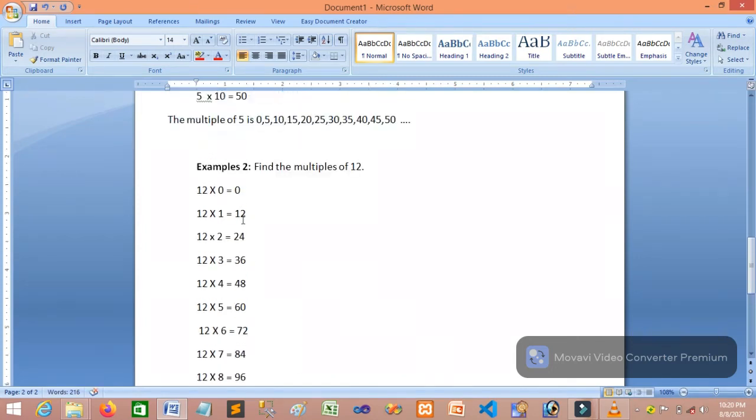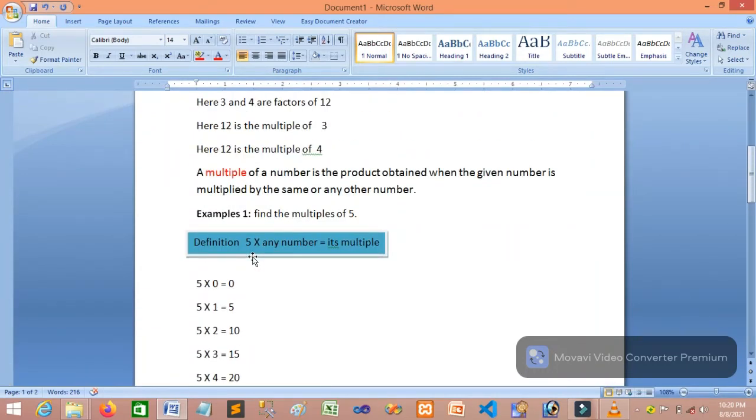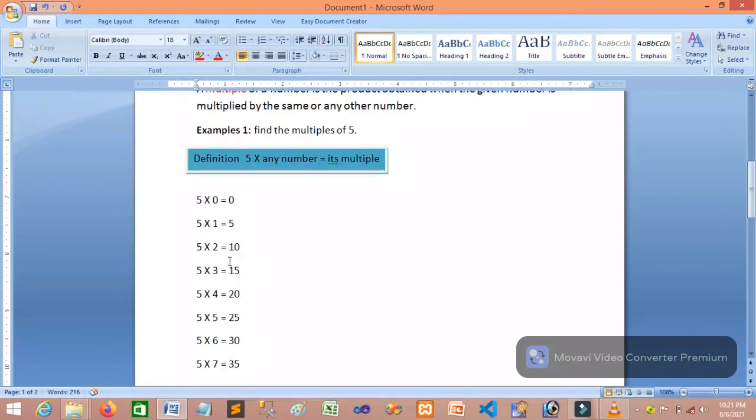So in this case, I hope you understand which is factor and which is multiple. You can understand easily. So 3 and 4 both are factors of 12, but 12 is the multiple of 4 and 3. So 12 is the multiple, then 4 and 3 are the factors. If you see in these numbers, 5 and 0 are the factors, 0 is the multiple. Okay, then 5 and 1 both are factors, then 5 is the multiple.